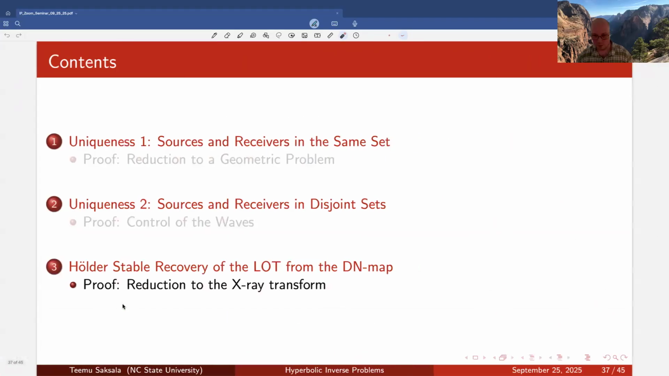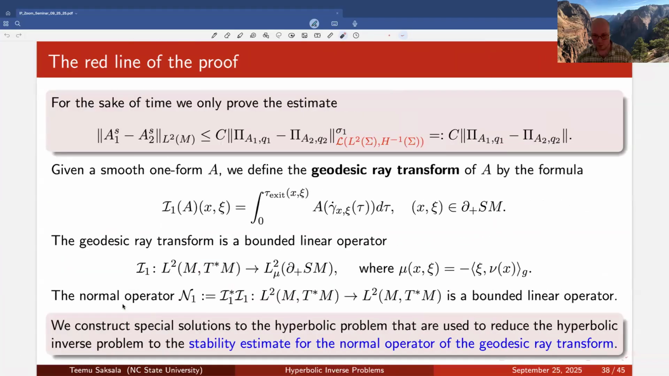Okay, and how do we actually now use these better geometries? So it's condensed on this one slide. If we only look at the case where we want to recover the leading or higher order parts, the solenoidal parts of my magnetic potentials, then what I want to do is reduce this problem to the invertibility of the geodesic ray transform. So let's recall what this is.